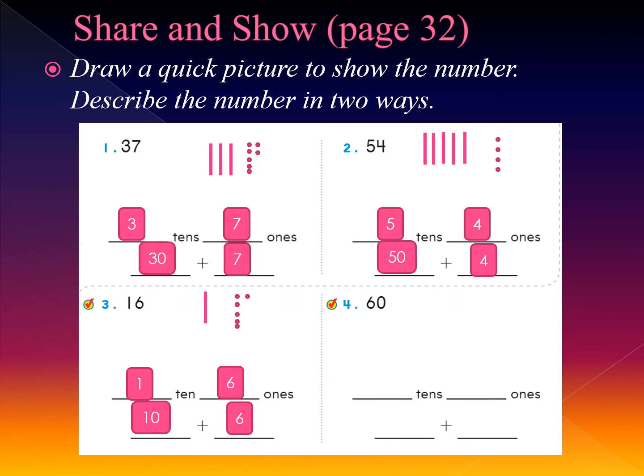And the last one is, the number is 60. So when you see 60, how many tens are in the number 60? Correct. There are 6 tens in 60. And how many ones do you see in 60, children? You see a 0 there, which means nothing. There are no ones. You will not put anything there, or you will put 0. Okay, so 6 tens and 0 ones.